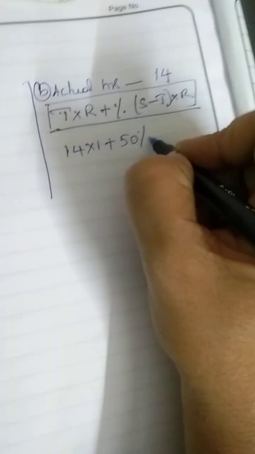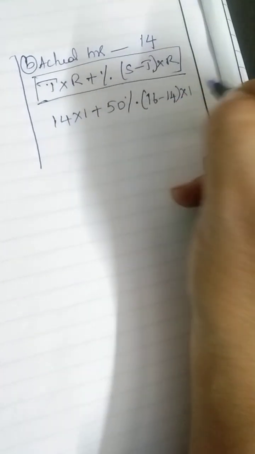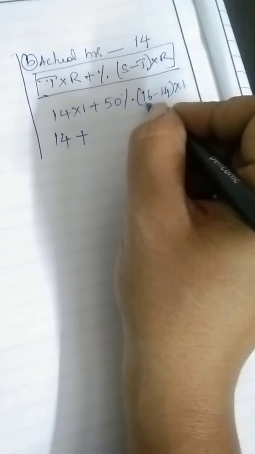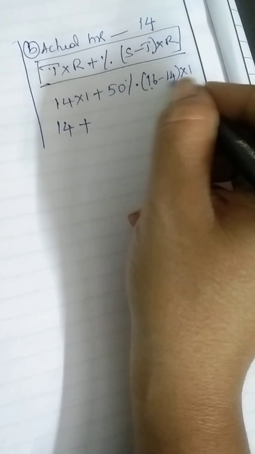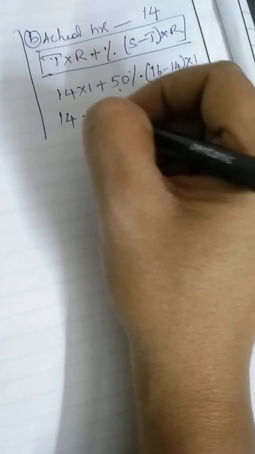Whereas here it is 14 into 1 plus 50% of 16 minus 14 into, as usual, 1. So it is going to be 14 plus, 16 minus 14 is equal to 2, and in that 2, 50% means it is going to be 1 rupee, and 1 into 1 is equal to 1. So therefore here the rate is equal to 15 rupees we are going to pay.